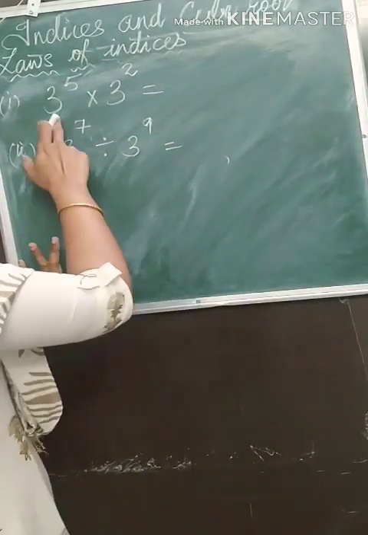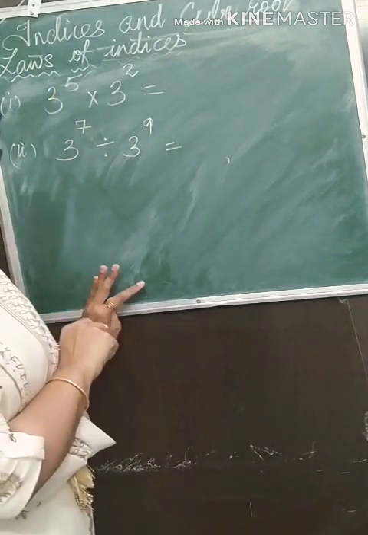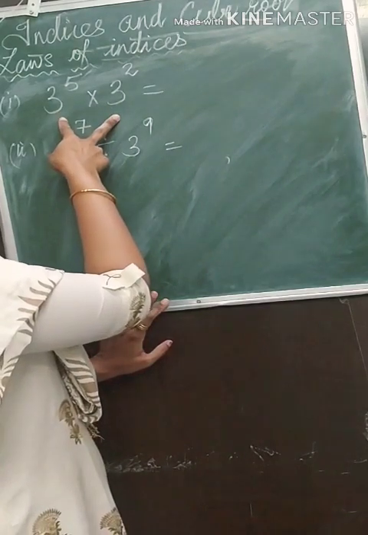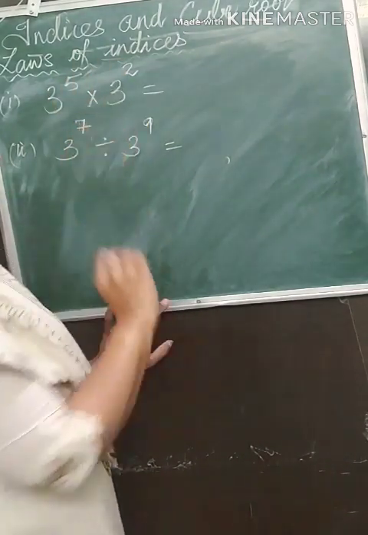Okay. As you can see, first one, 3 raised to 5 multiplied by 3 raised to 2. Both the bases are same, indices different, and you have a multiplication sign.